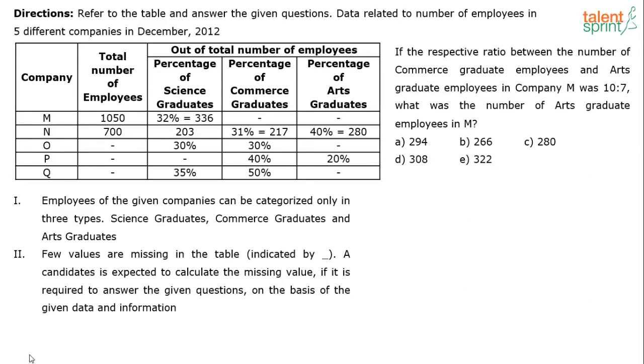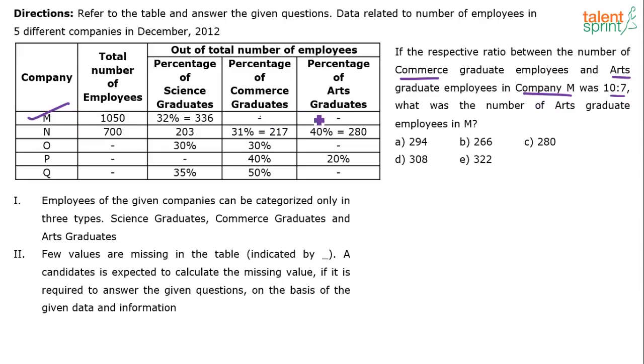Here's the next one. This time it says the respective ratio between number of commerce and arts in M is 10:7. So what is the number of arts graduates in M? Now this is a sitter. This is a piece of cake, right? You should be able to do it very quick. He says respective ratio between number of commerce and arts from company M is 10:7. So company M is here. The ratio of commerce to arts is 10:7.